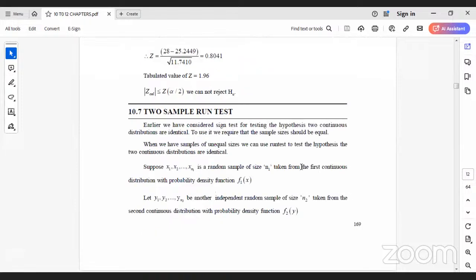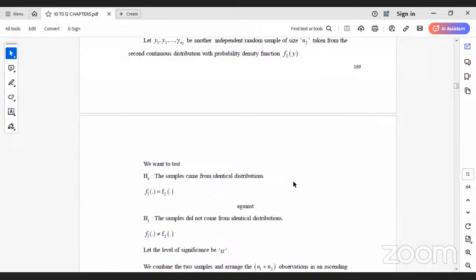This is the two sample run test, after the one sample run test. Earlier we considered statistics for testing the hypothesis that two continuous distributions are identical. To use it, we require the sample sizes to be equal. When we have samples of unequal size, we can use the run test to test the hypothesis that two continuous distributions are identical. Suppose x1, x2, ..., xn1 is a random sample of size n1 taken from the first continuous distribution with probability density function f1(x). Let y1, y2, ..., yn2 be another independent random sample of size n2 from the second continuous distribution with probability density function f2(y).